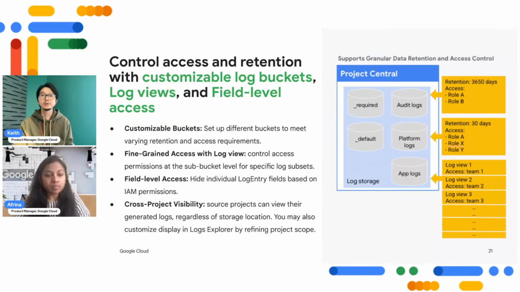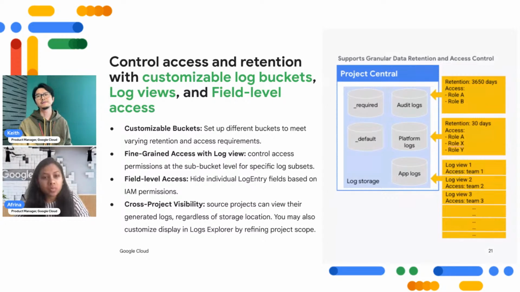And for access control, you can also set that access control at the bucket level as well. You can set different IAM permissions for each log bucket. For example, you may want to make your audit log bucket more restrictive for security and privacy reasons. And our access control can get more granular than that.